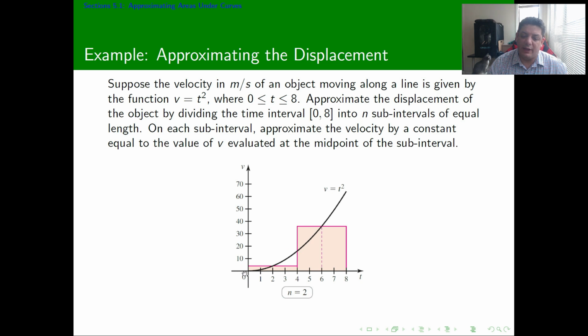So notice this is my curve. This is t squared. And so what we do is we're going to approximate by dividing this into squares that we can use to approximate the area. And the height of those squares, or the height of those parallelograms, is going to be given by the midpoint. So for example, when n equals 2, I'm going to go from 0 to 4, and then from 4 to 8. And the midpoint is going to be 2, and it's going to be 6. So that's going to give us the height of the parallelogram that we're going to use to approximate.